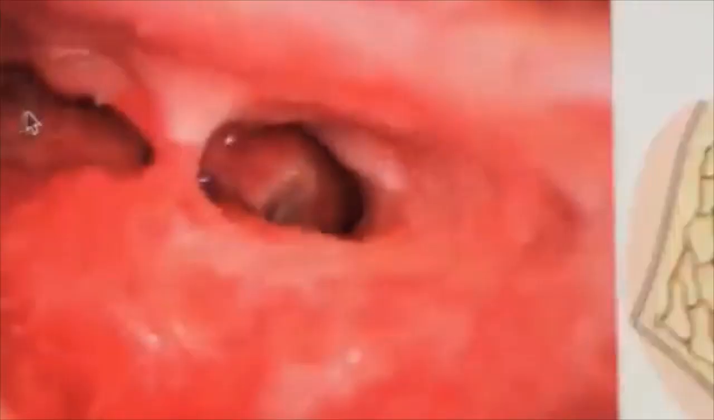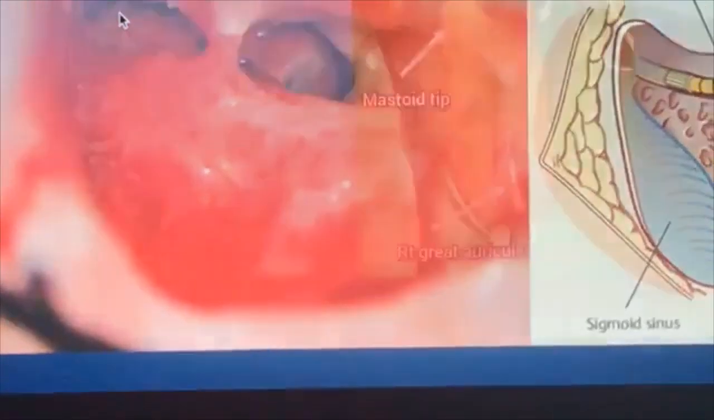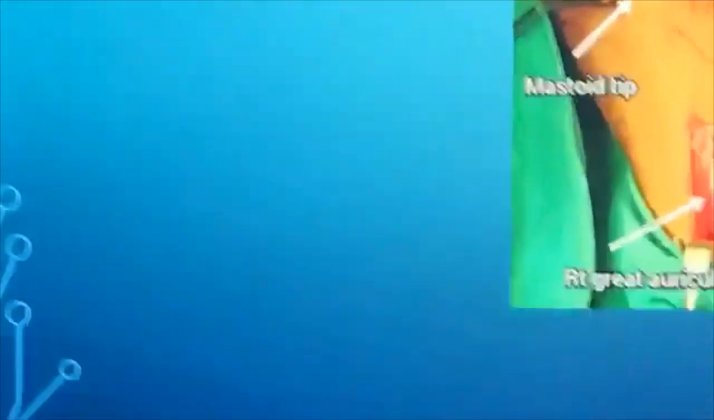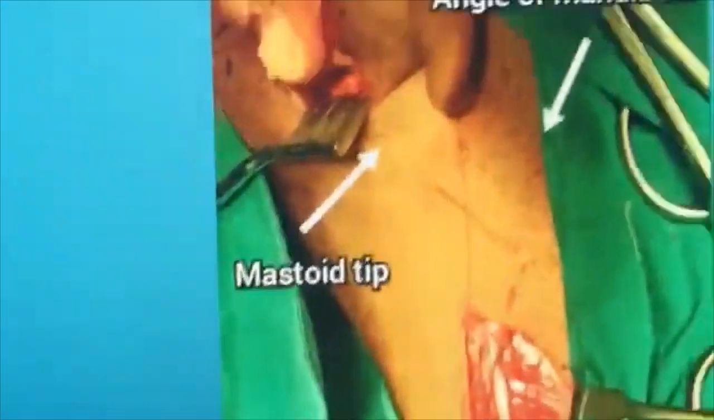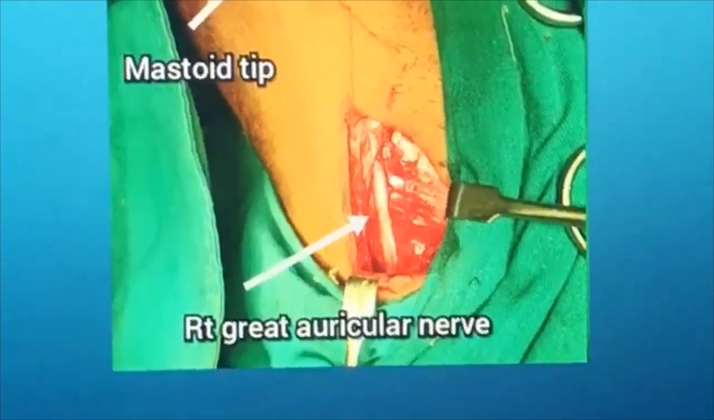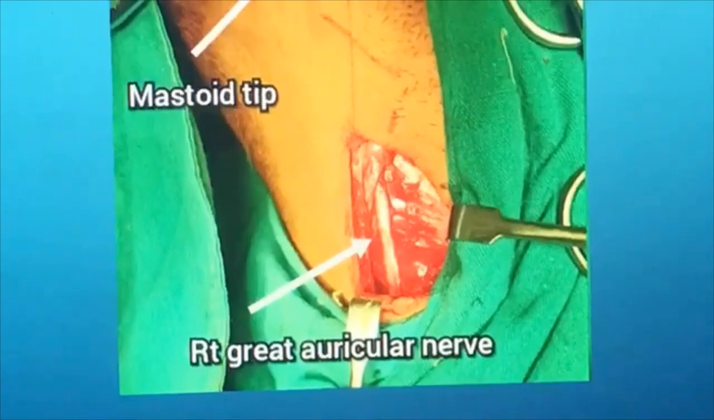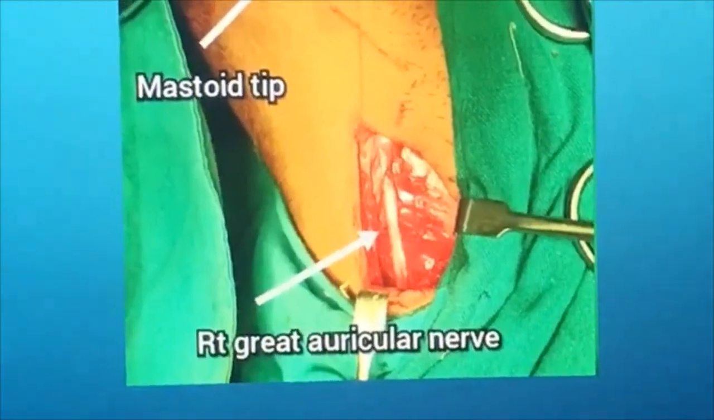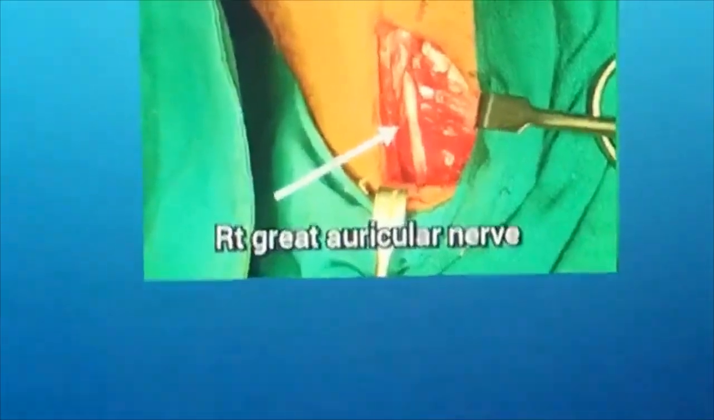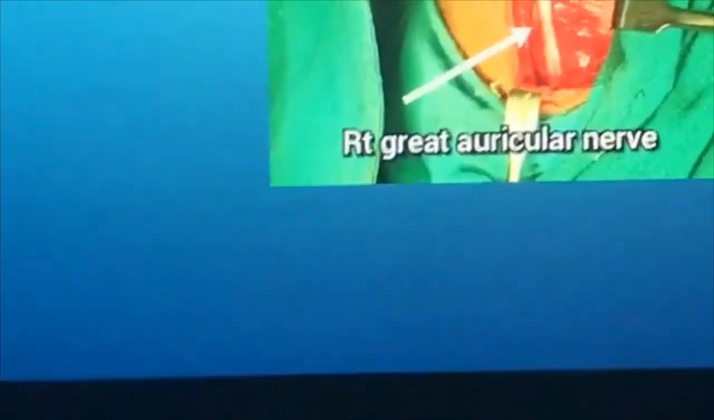Okay, so let's see how we do the grafting. Here the arrows show the tip of the mastoid, and the retractor here is at the level of the sternoclavicular joint at the anterior border of the sternomastoid. The incision has been taken.